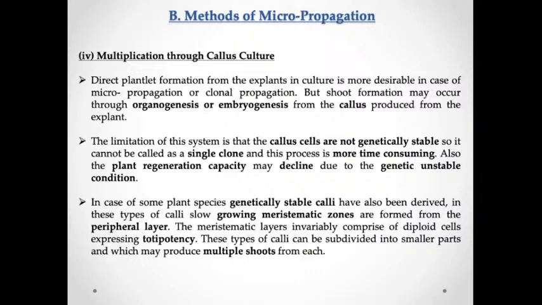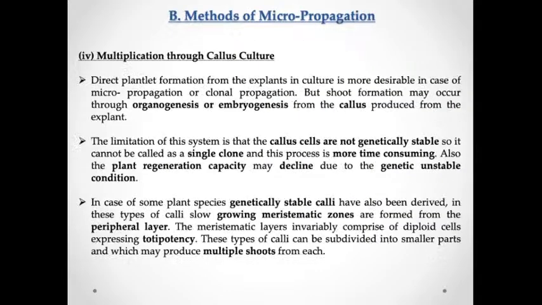But one disadvantage is that the callus cells are not genetically stable, so it cannot be a single clone, and this process is more time consuming. Also, plant regeneration capacity may decline due to the genetically unstable condition. In some plant species, genetically stable calli have been produced. Calli is the plural form of callus. In these types of calli, meristematic zones are formed from the peripheral layer. The meristematic layer invariably comprises diploid cells expressing totipotency, and these calli can be subdivided into smaller parts, which may produce multiple shoots from each other.